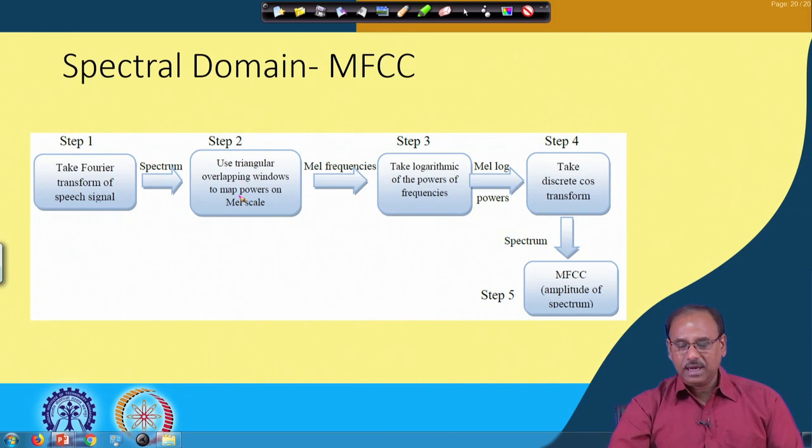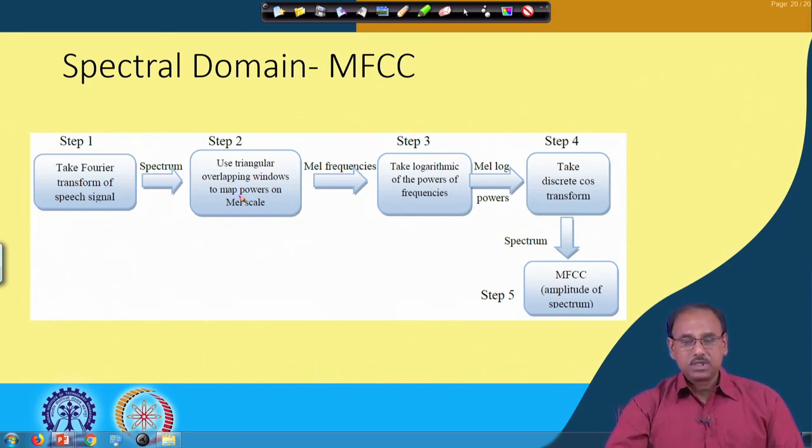Then after that you take the logarithm of the mel frequency coefficients. Why do you need the logarithm? Because again, our auditory system is not that sensitive to loud signals, but it is very sensitive to the signals which are not so loud. So, you have to perform a logarithmic transformation.